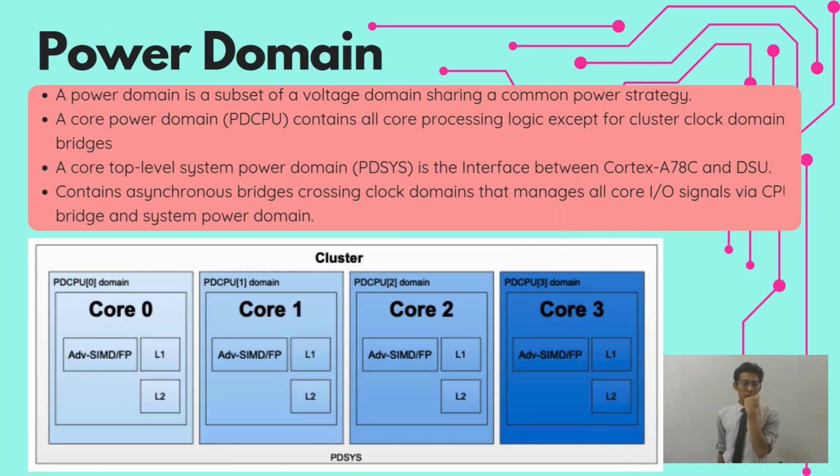Finally, the power domain. A power domain is a collection within a voltage domain that shares a common power strategy. The example figure shows that every part in the same color shares the same power domain. There are two core power domains in the Cortex-A78C core: a core power domain, PDCPU, and the core top level system power domain, PDCS. PDCPU contains all the core processing logic except for the cluster clock domain side of the bridge. The PDCS is the interface between Cortex-A78C and the DSU. It contains all asynchronous bridges for crossing clock domains that manage all core input and output signals via the CPU bridge and the PDCS.